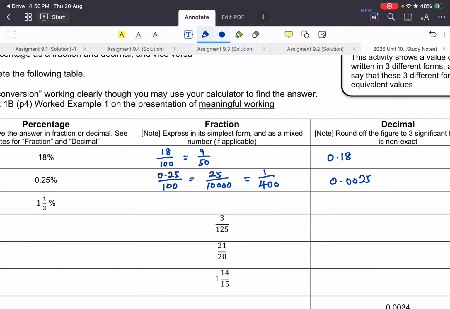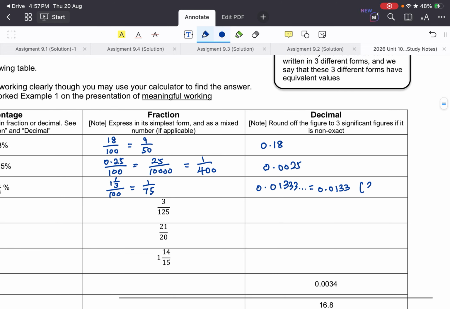1 and 1/3 is the same idea. We have 1 and 1/3 over 100. If you use your calculator, this will give you 1 over 75. And on the decimal side, we do need to actually work it out. So it will give us 0.01333 recurring. And when we write it as 3 significant figures, it will be 0.0133. So I will label this 3 significant figures, so there's no confusion over there.